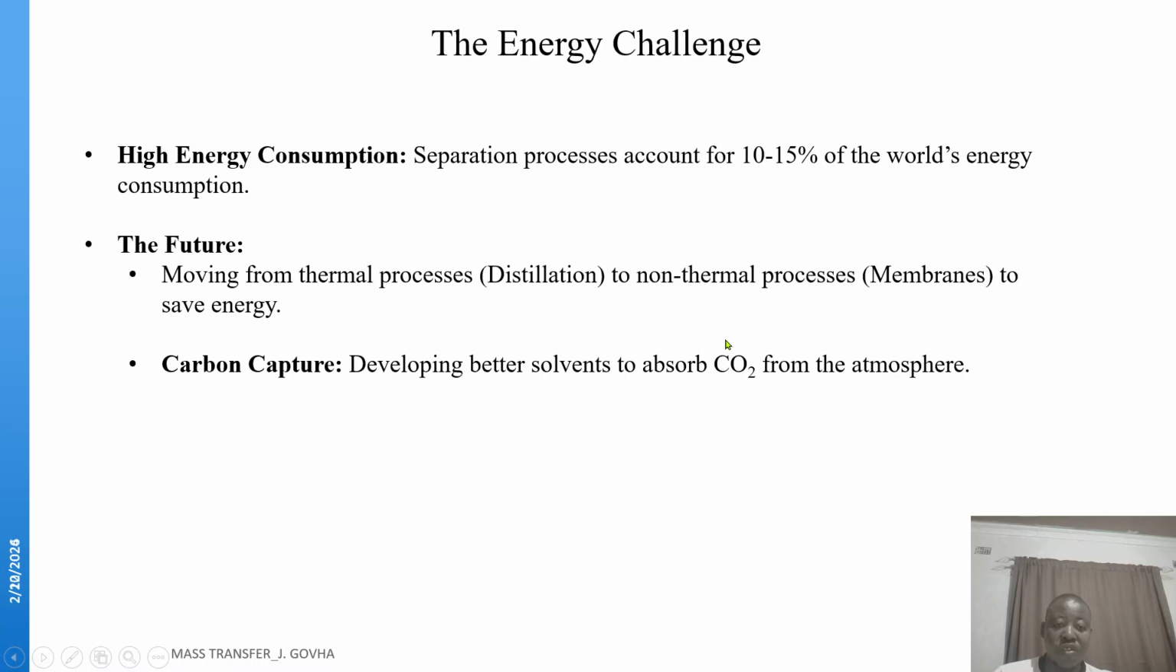This is moving to non-thermal processes, where advances in membranes are coming into play. And carbon capture and sequestration, where we are looking at developing better solvents to absorb CO2 from the atmosphere.